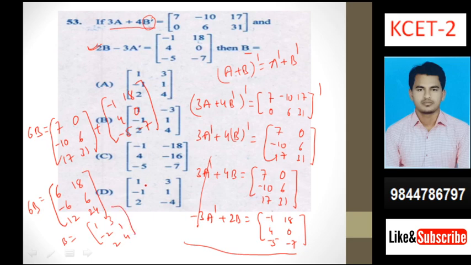Sorry, what I did mistake here: it is minus 1 1 2 4. It means 1 3 minus 1 1 2 4. Option number A is the right answer.